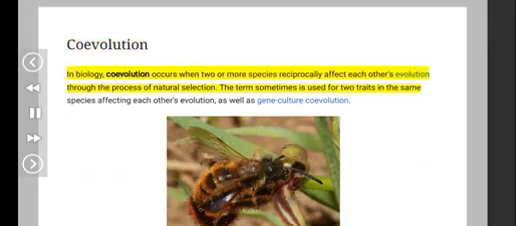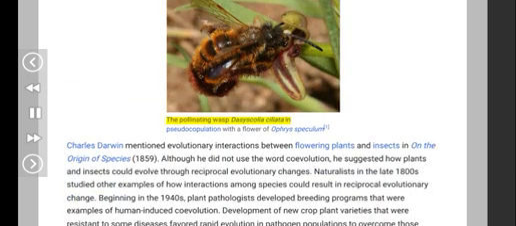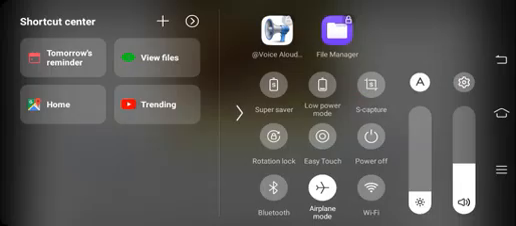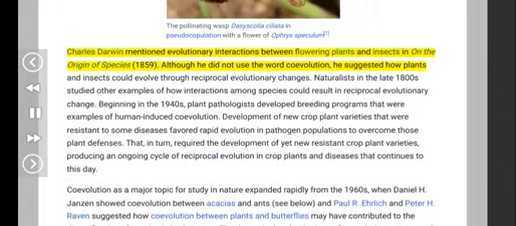Coevolution. In biology, coevolution occurs when two or more species reciprocally affect each other's evolution through the process of natural selection. The term sometimes is used for two traits in the same species affecting each other's evolution, as well as gene-culture coevolution. The pollinating wasp Campsoscolia ciliata in pseudocopulation with a flower of Ophrys speculum. 1. Charles Darwin mentioned evolutionary interactions between flowering plants and insects in On the Origin of Species, 1859. Although he did not use the word coevolution, he suggested how plants and insects could evolve through reciprocal evolutionary changes.